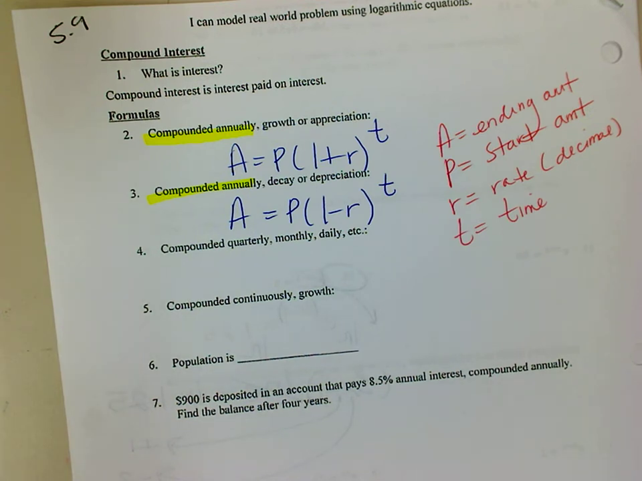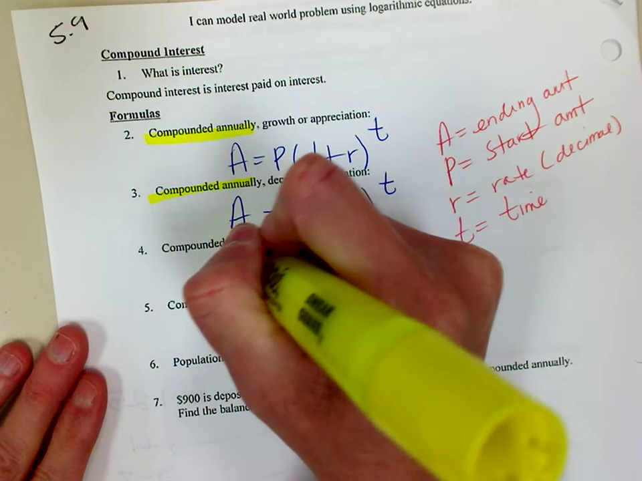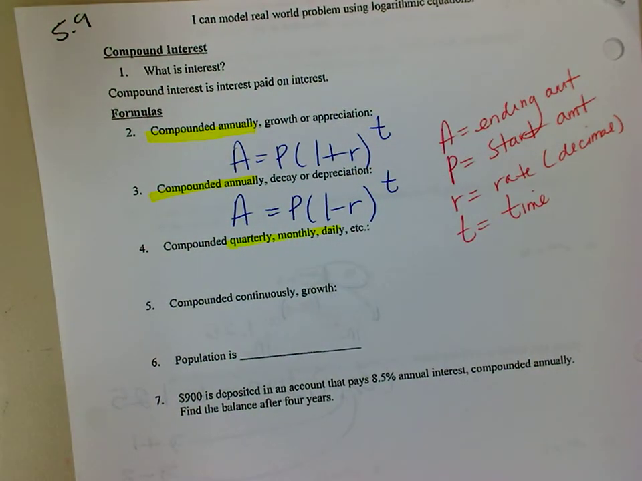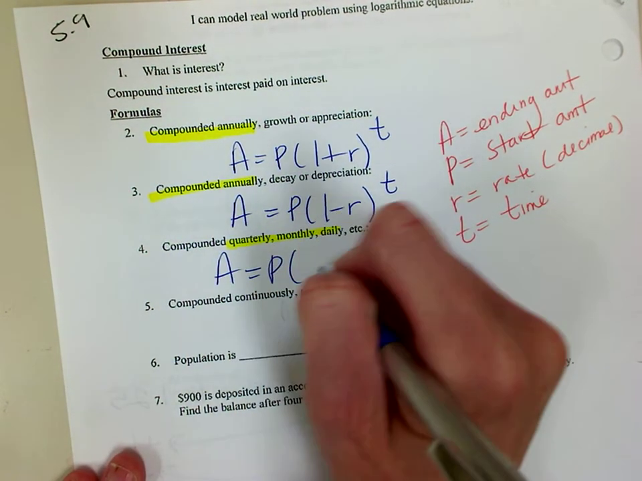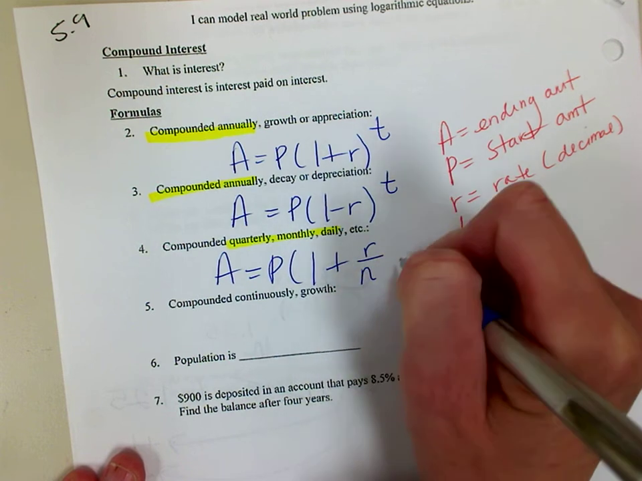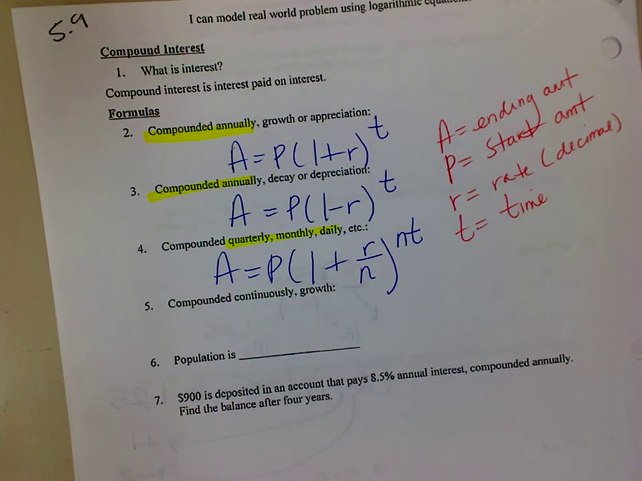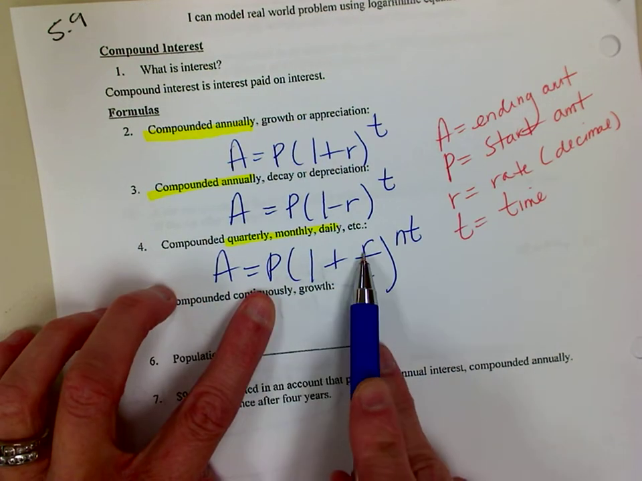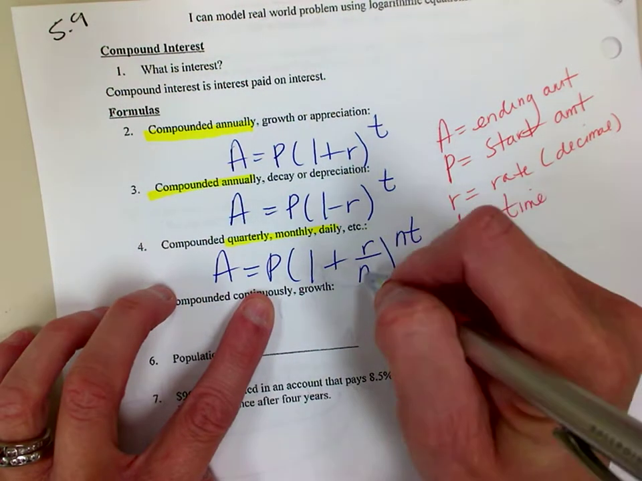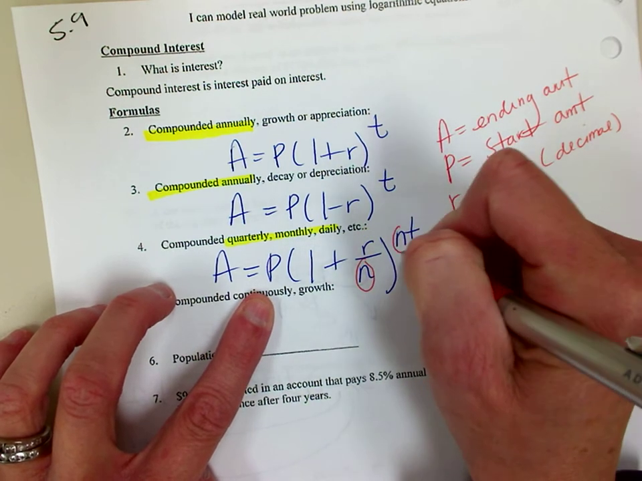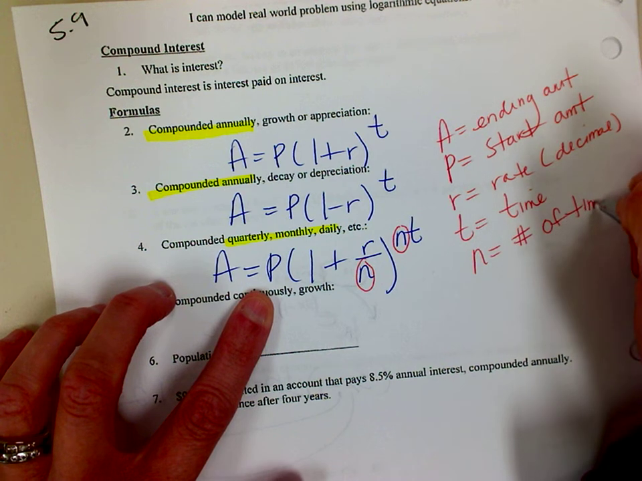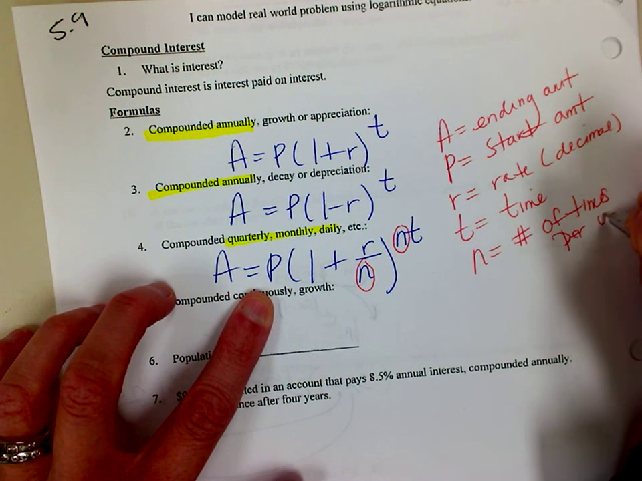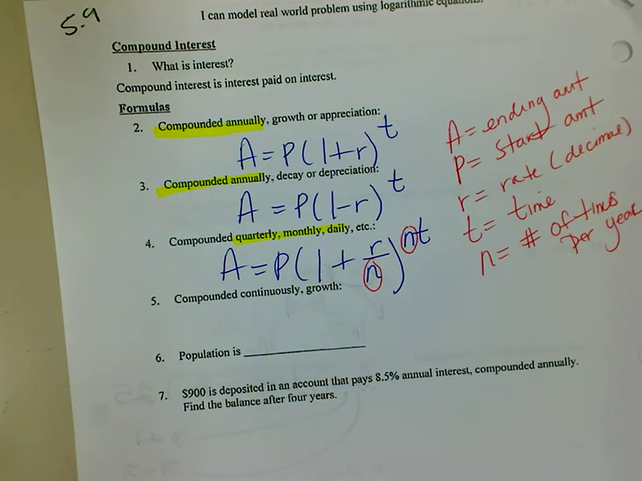Okay, if the keyword is quarterly, monthly, daily, or something to that effect, then you're going to use the following formula. And I already have the variables that I wrote down, except for this N. So the N stands for the number of times per year. So if it says quarterly, that means it's 4 times per year. If it's monthly, that's 12 times per year.